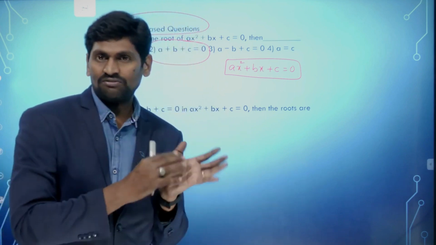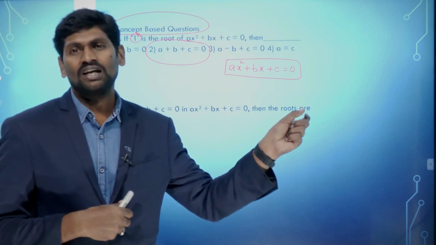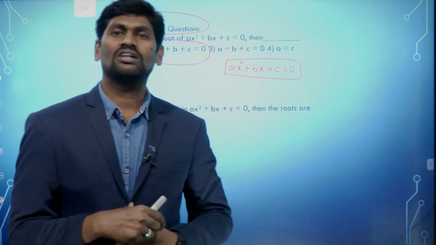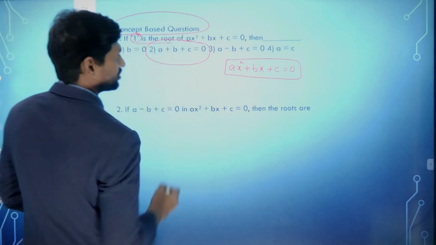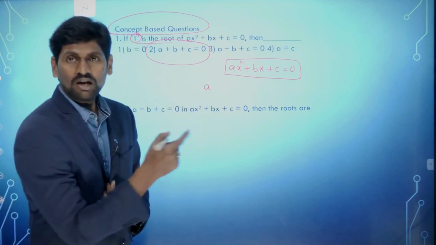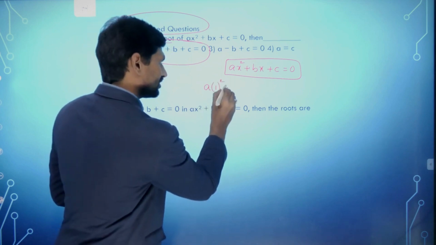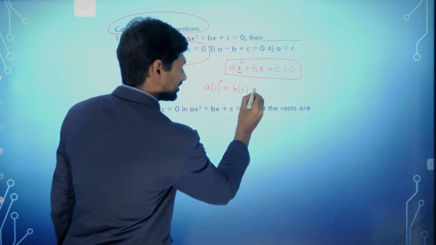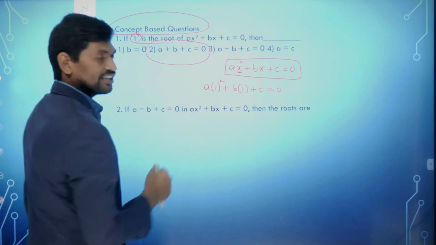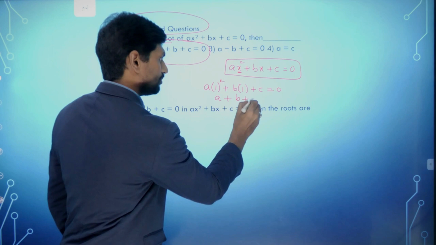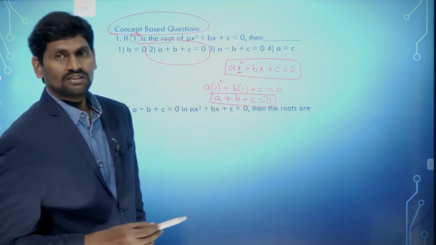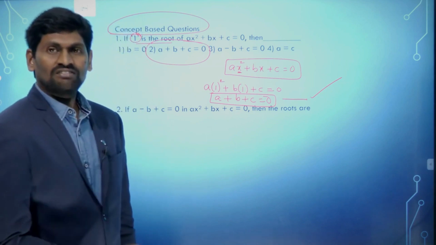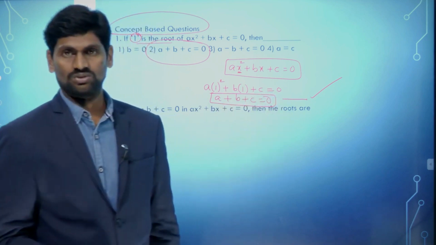Same way, here given that 5 is a root of the quadratic equation, that means f of 5 equals 0, where f of x is the quadratic equation. F of 5 equals 0. That means when you substitute, it should equal 0. Same way, here clearly 1 is a root, which means we need to substitute. In the place of x, we have to substitute 1. A into 1 square, b into 1, plus c equals 0. 1 square is 1, so a plus b plus c equals 0. If 1 is the root, when you substitute in the given quadratic equation, we will get the condition like this. In the same way, if a plus b plus c equals 0, 1 is the root, obviously.